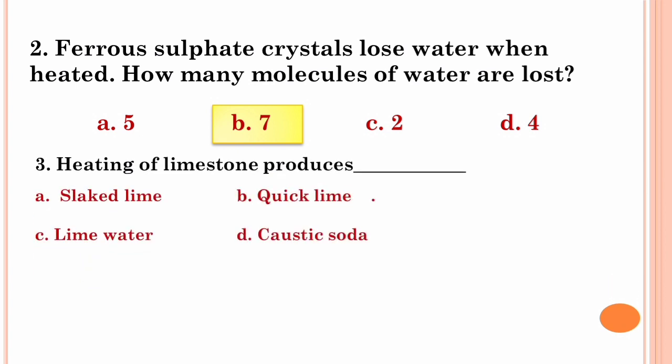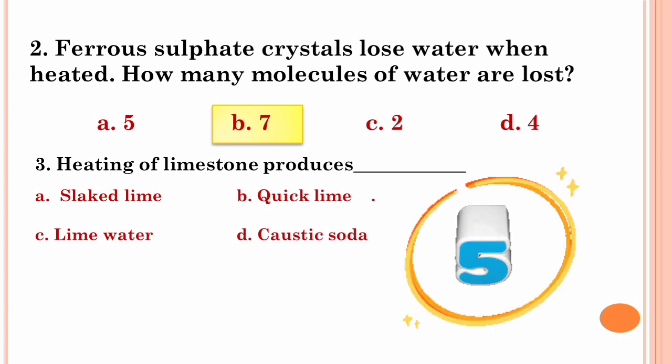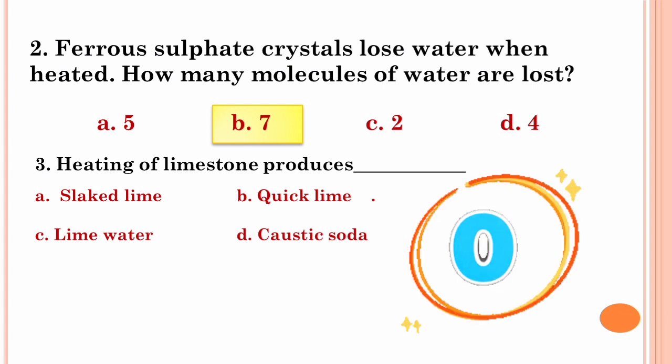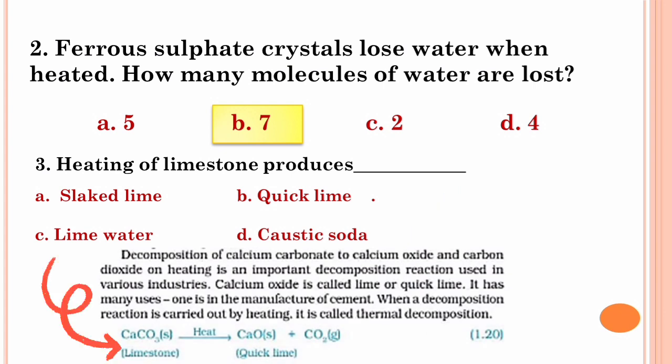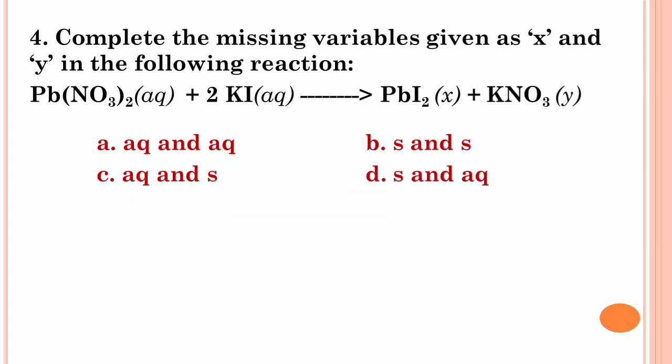Heating of limestone produces slaked lime, quicklime, lime water, or caustic soda? So we have learnt that limestone is calcium carbonate. And when limestone or calcium carbonate is heated, it decomposes to calcium oxide and carbon dioxide. Calcium oxide is known as quicklime, and hence the answer for this question is option B, quicklime.